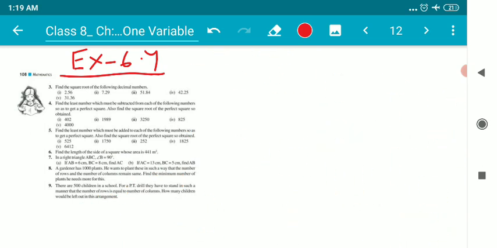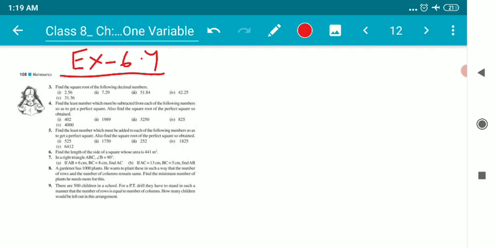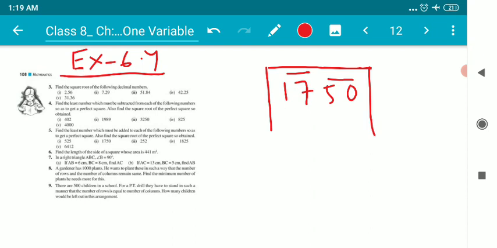The next question is about 1750. Let me write it down. 1750. What we will be doing, children, is we'll make pairs of these numbers. Now what am I supposed to take? 4 4s are 16, because 5 5s are 25, which is greater. 17 minus 16 is 1. Double of 4 is 8. 8 is greater than 1. So 50 will come down automatically.